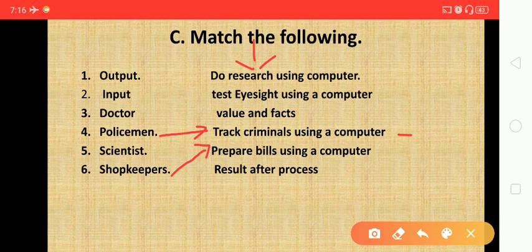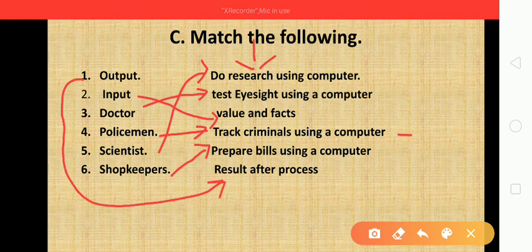Shopkeepers, right? Second one we found. Then result after process. What is meant by result after process? It is known as output, right? So what does a doctor do? Tests eyesight. What do scientists do? Scientists do research using computers. What is meant by input? The values and facts that we give to the computer to process. And output means result after process.